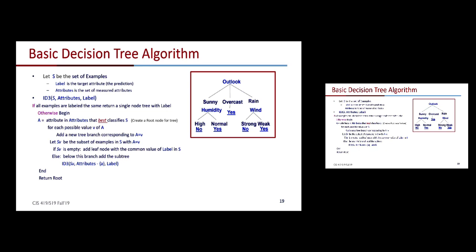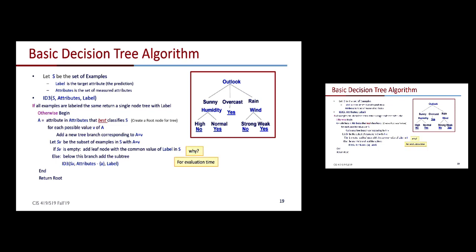So I'm splitting the data to 3 data sets. Those examples that satisfy Outlook is sunny. Those that satisfy Outlook is overcast. Those that satisfy Outlook is rain. And then I continue the same algorithm for each S subscript V data set. That's it. And we're going to run this algorithm today.